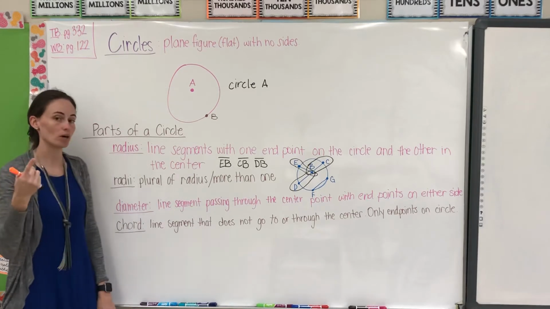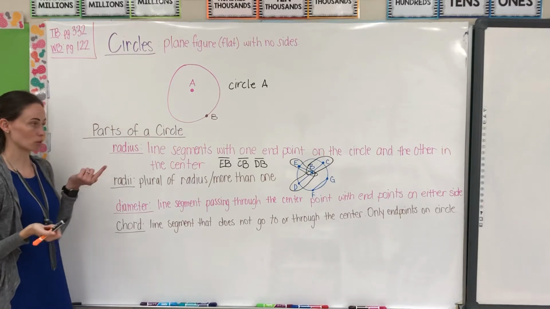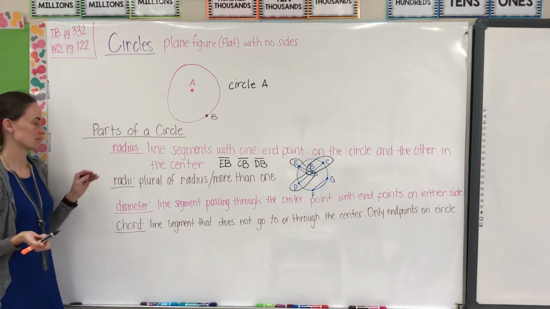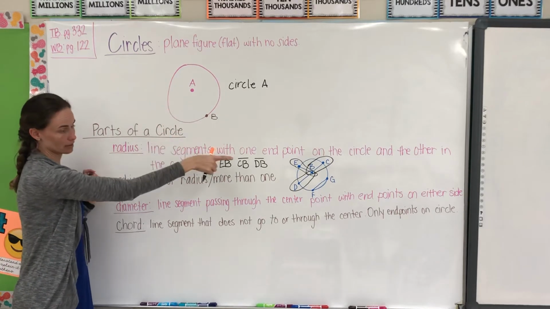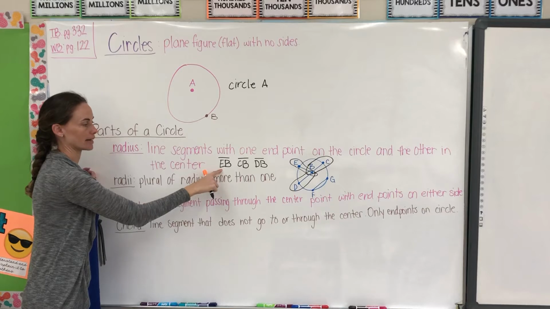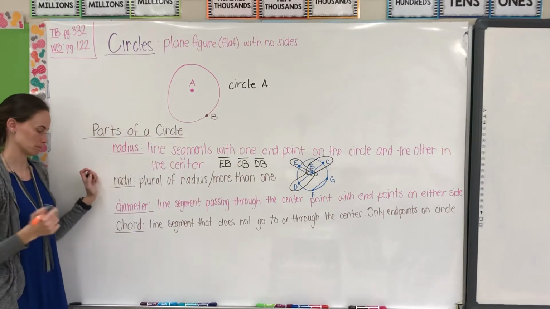And once you have more than one, it's called radii. That's the plural way to say radius. So if it's only one, it's the radius. If it's more than one, then you say the radii. So for the circle B, the radii would be line segments EB, CB, and DB. Okay, so it has three.